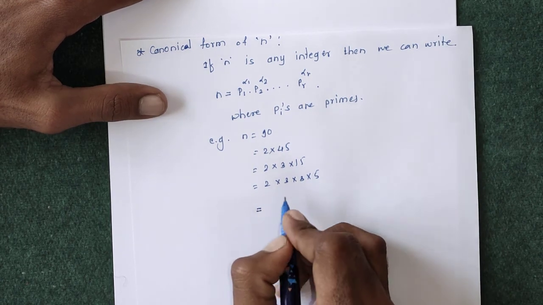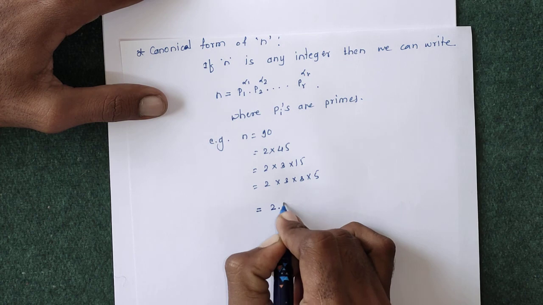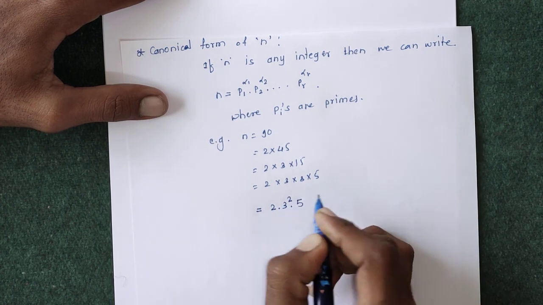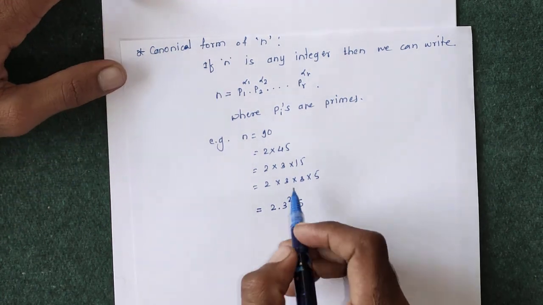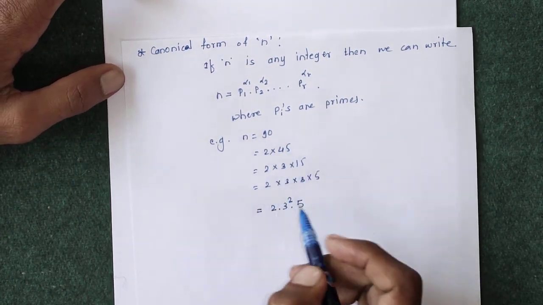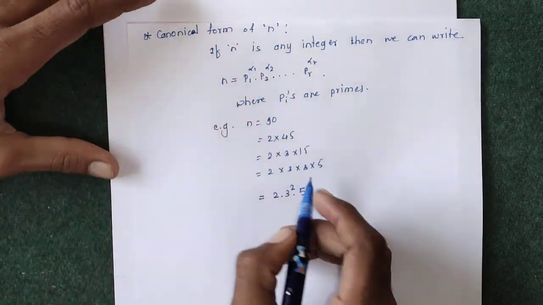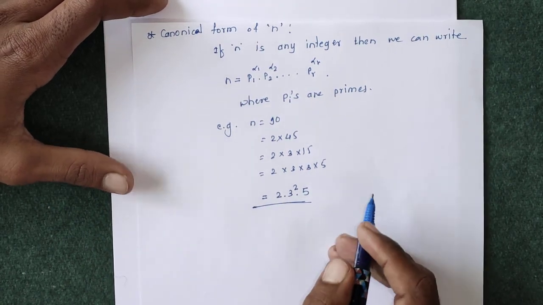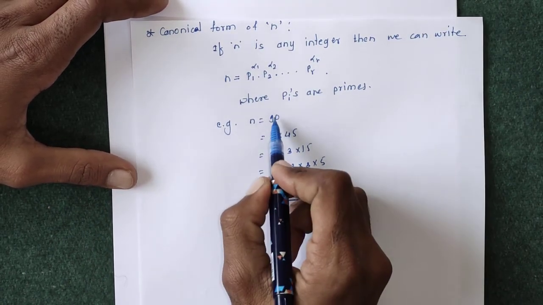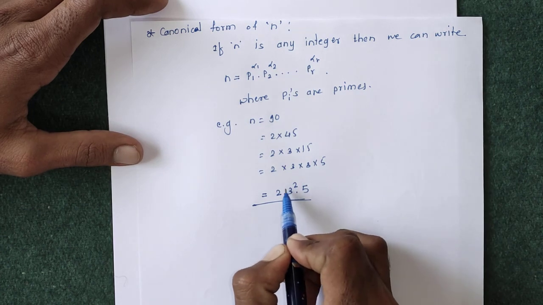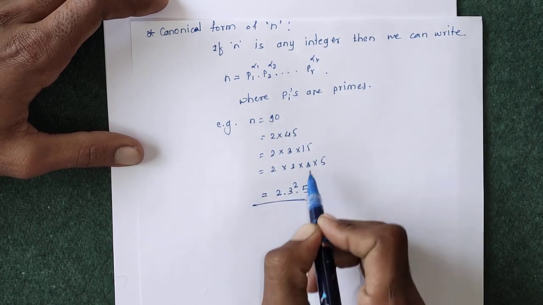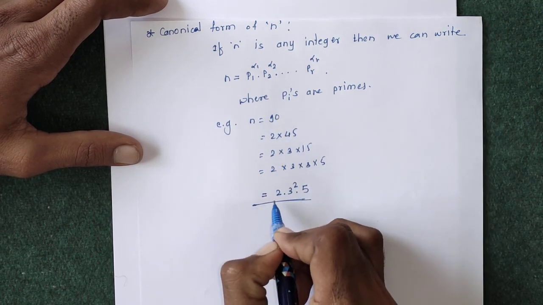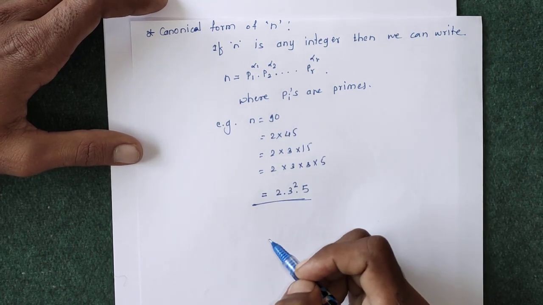That is, the canonical expression of 90 is 2 into 3 square into 5. So, this is the canonical form of n, or the canonical form of 90. From this step it is clear that 2 is a divisor of 90, again 3 is a divisor of 90, 3 square is a divisor of 90, 5 is again a divisor of 90 and 1 is also a divisor of 90.